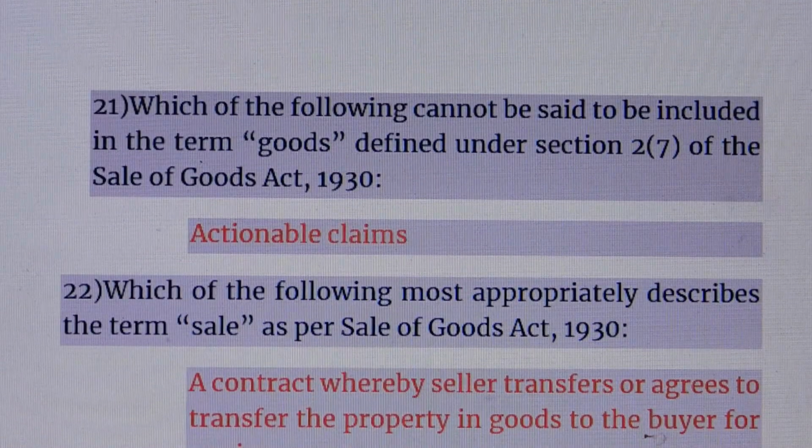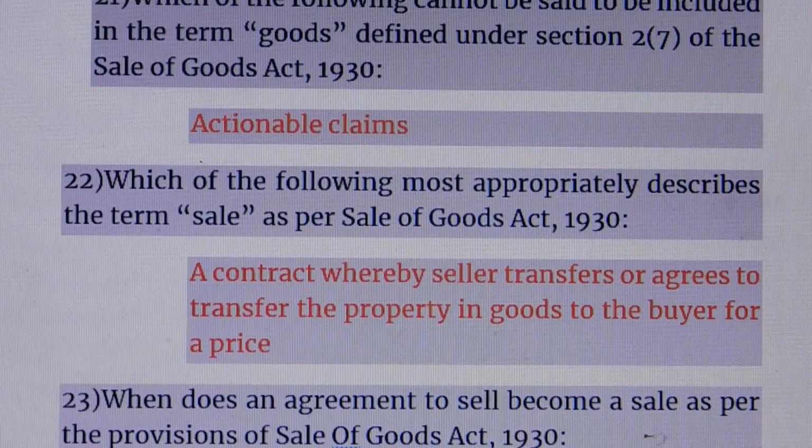Question number 21. Which of the following cannot be said to be included in the term goods defined under section 2 subsection 7 of the Sale of Goods Act? Answer is actionable claim. Question number 22. Which of the following most appropriately describe the term sale as per Sale of Goods Act? Answer is a contract whereby seller transfers or agrees to transfer the property in goods to the buyer for a price.